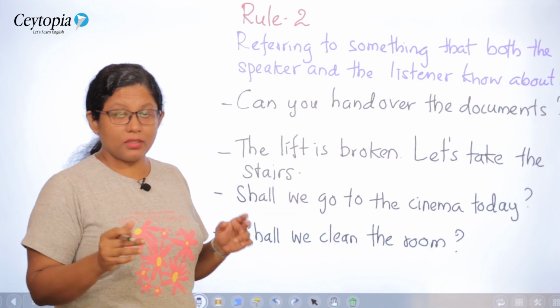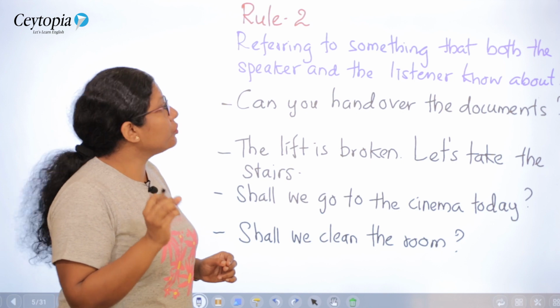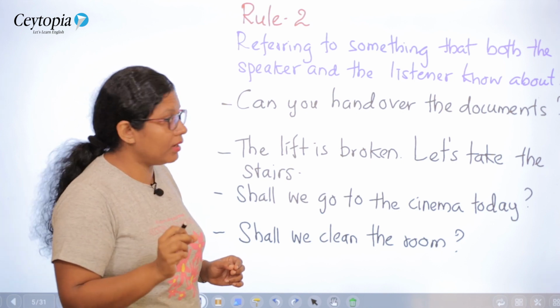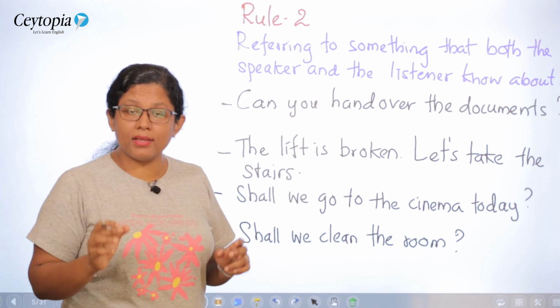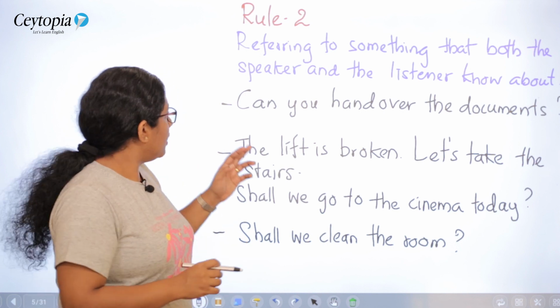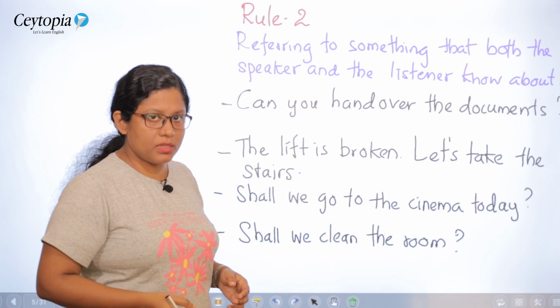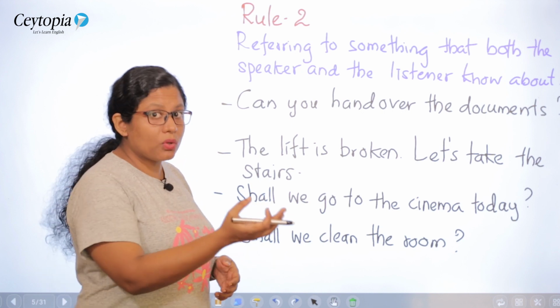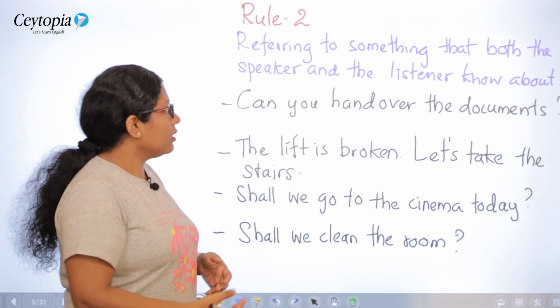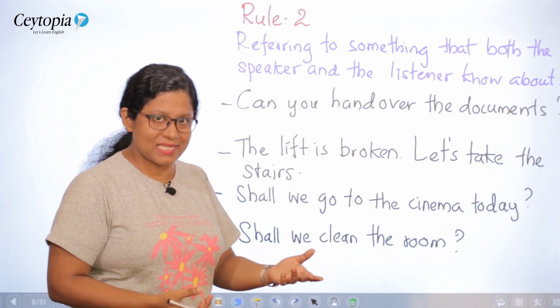Rule number 2. You can use the when you refer to something or someone that both the speaker and the listener know about. Can you hand over the documents? Now you have some documents with you and looking at them I can say, can you hand over the documents please?